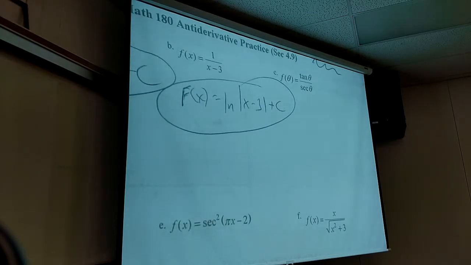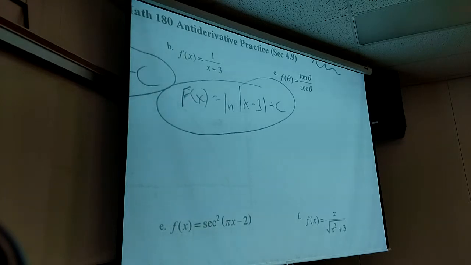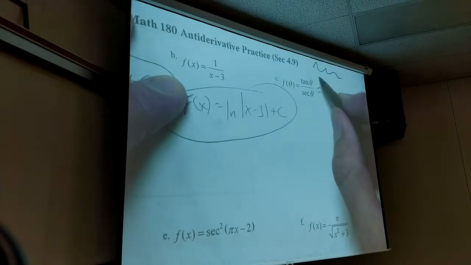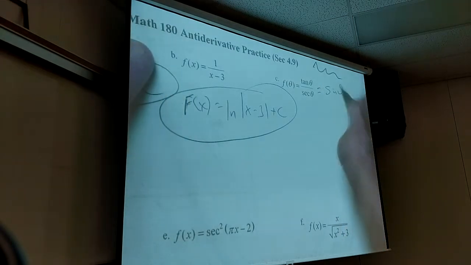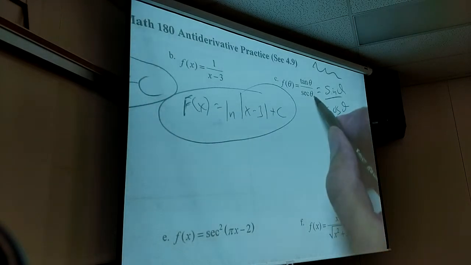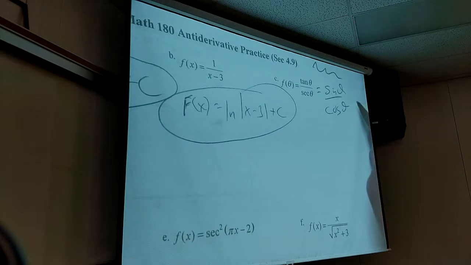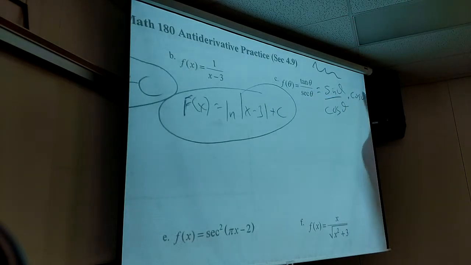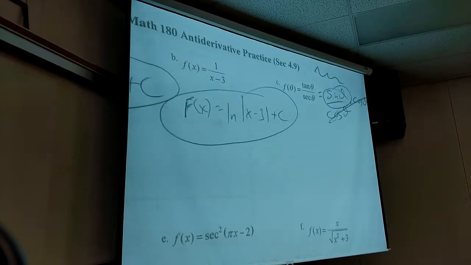Something that's almost always true is before you try to do something to a problem, you simplify the problem. So what is tangent theta divided by secant theta? What's tangent theta? That's right, sine over cosine. And what's secant theta? One over cosine. So divided by 1 over cosine is times cosine. So really I'm working with sine theta.